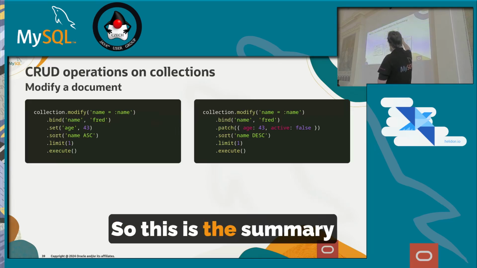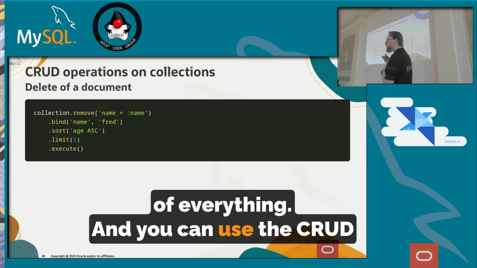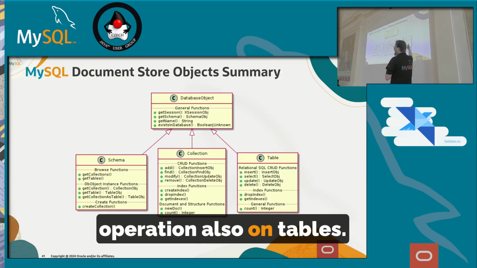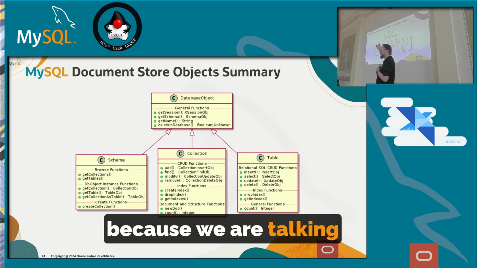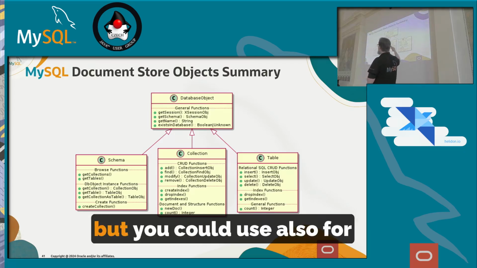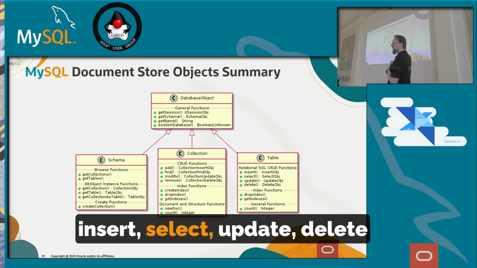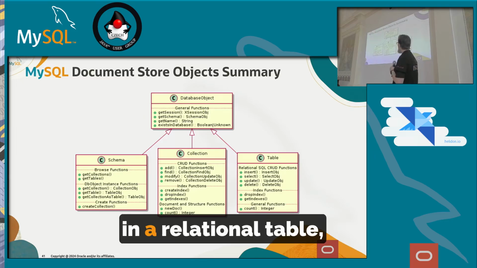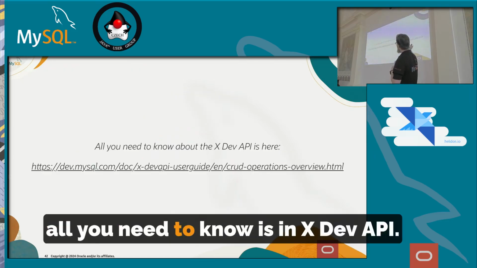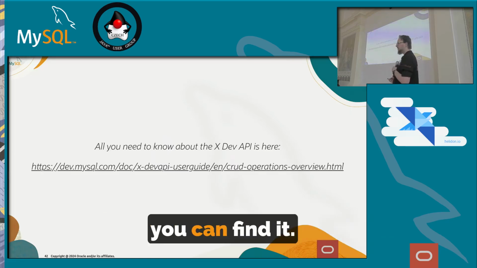So this is the summary of everything. And you can use the CRUD operations also on tables. I'm not showing that right now because we are talking about JSON documents, but you could also use it for insert, select, update, delete in a relational table with CRUD. All you need to know is in the X DevAPI. So this is the link where you can find it.